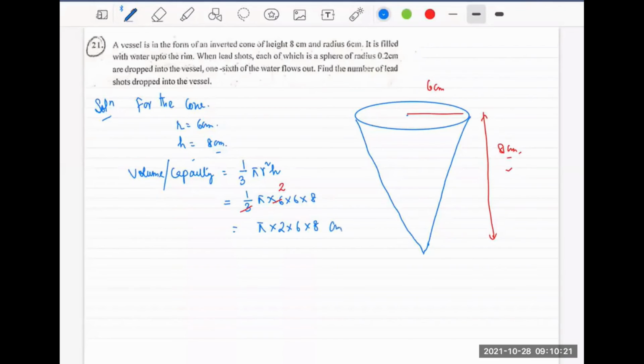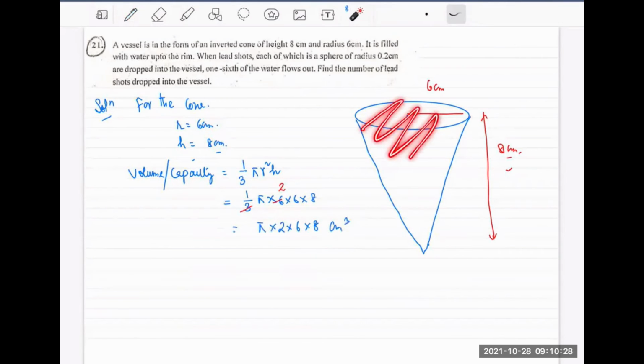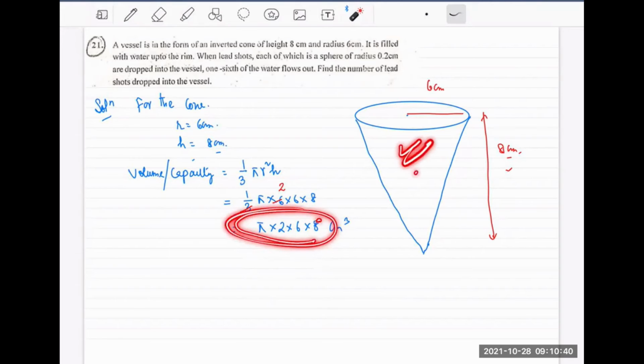Now, this will be in terms of centimeter cube. This is the volume of water that will be inside here. You can convert it into liters, you can divide it by 1000. But let's not complicate it, okay? Let's just keep it here. This much water this cone can hold.